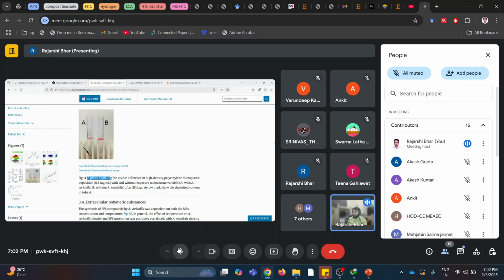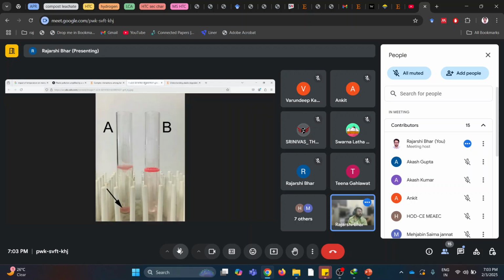So this is a photo which depicts the visible difference in the HDPE microplastic deposition at 0.3 milligram per liter with and without exposure to this bacteria. On the left-hand side, A has the microbe and B does not have the cyanobacteria. The arrow shows the deposited content. You can see that the tube that had the bacteria in it, after 28 days, had a certain amount of microplastics deposited at the bottom of the tube.